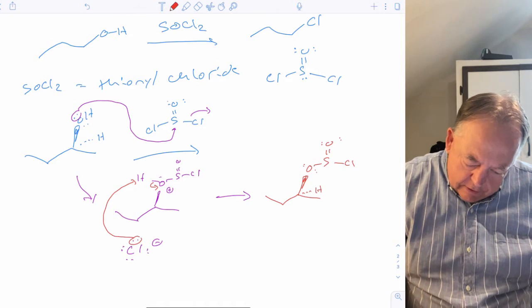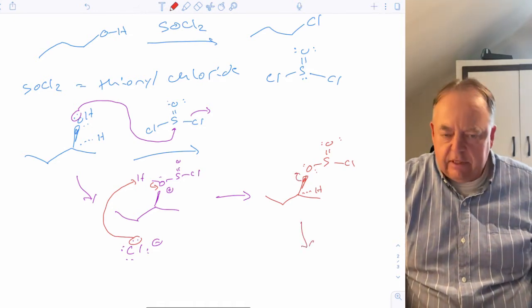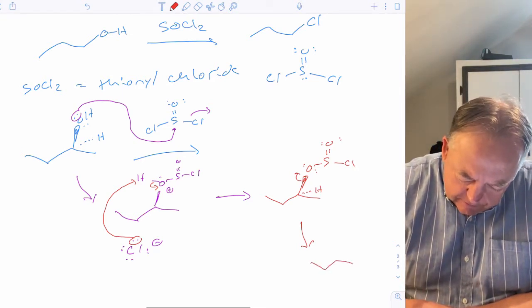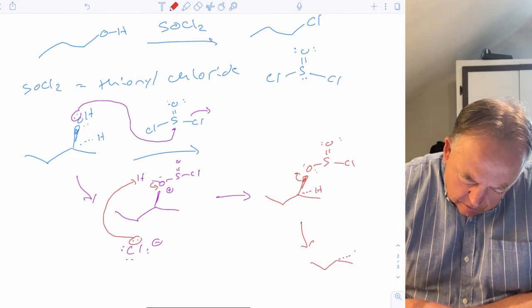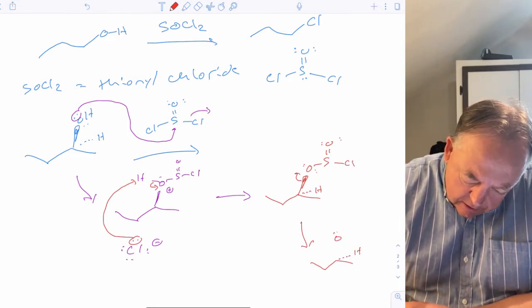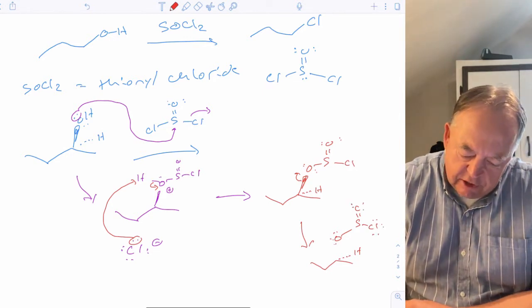And then what happens? So this leaves, but you don't make a true carbocation. Or if you do make a true carbocation, it stays associated with this molecule that just left.